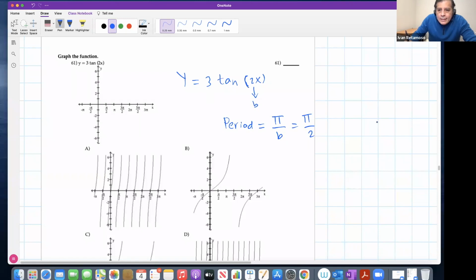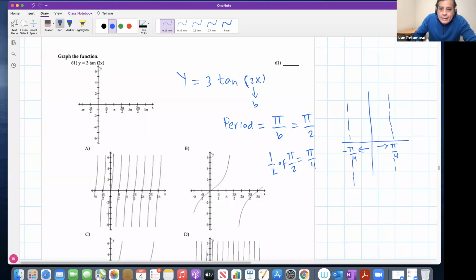And remember, the idea is to go to the right half of the period and to the left half of the period. But what is 1/2 of pi over 2? 1/2 of pi over 2 is pi times 1, pi, 2 times 2, 4, pi over 4, right? So you have to go pi over 4 to the right and pi over 4 to the left, half of the period each.